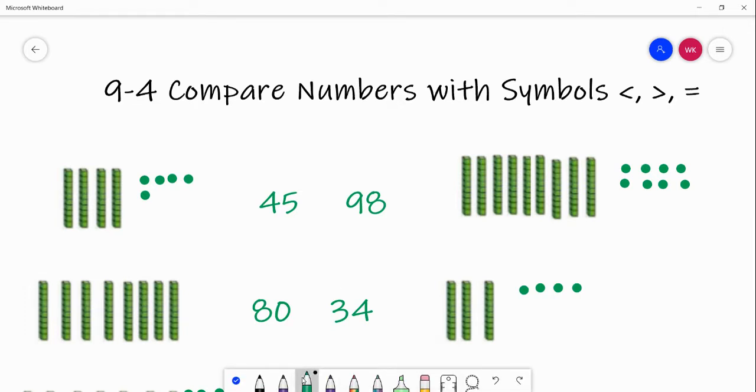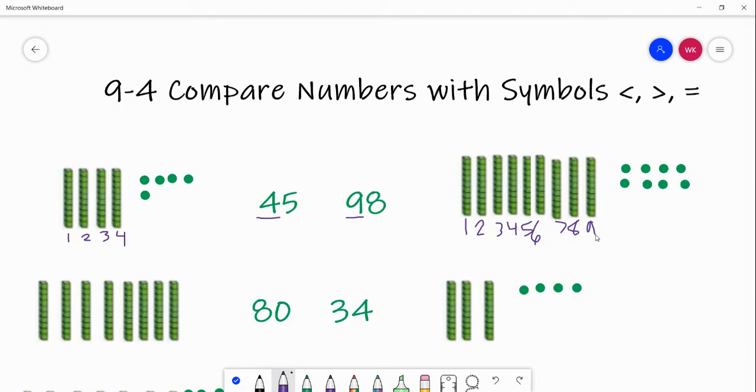The first thing that we're going to be comparing is the tens place. So we're going to look at our tens first. We have 4 tens rods: 1, 2, 3, 4. Now let's look at our number 98. We have 1, 2, 3, 4, 5, 6, 7, 8, 9. So we have 9 tens rods over here.